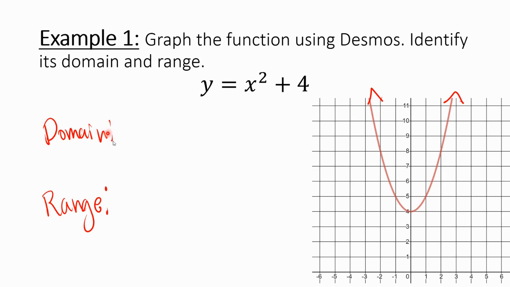So for our domain, there's nothing stopping us. We could do all of the x values. So our domain is all real numbers. All of the numbers work. But for the range, I definitely see that we're going to have stuff going on at 4, 5, 6, 7, 8, 9, 10, 11, and up beyond that. But there's nothing going on below 4, right? So for the range, we need to stay at 4 and above. So for my range, I'm going to say y is greater than or equal to 4.